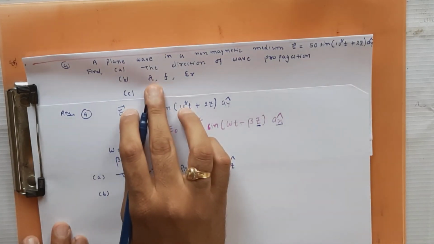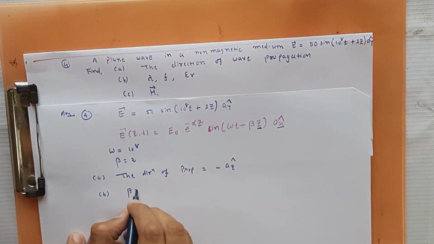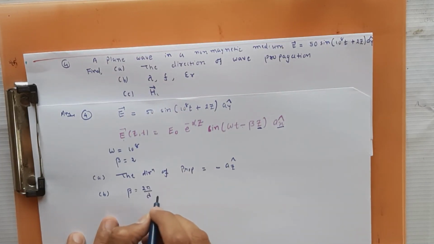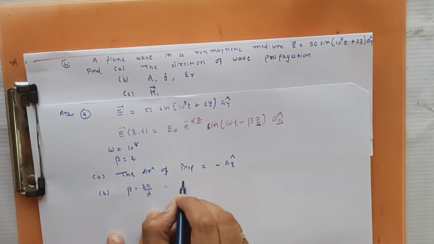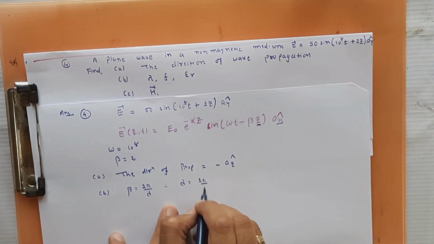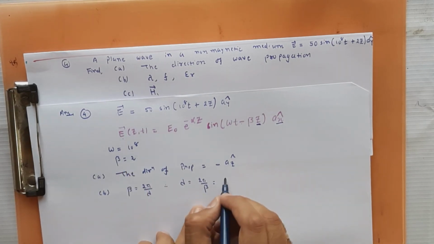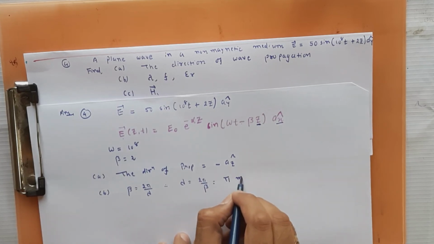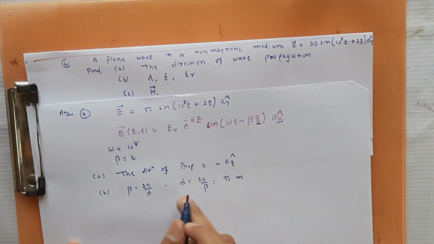B. What we will find out? Lambda. Okay, we know that beta is equals to 2 pi by lambda. So therefore lambda is equals to 2 pi by beta. Beta is given, which is 2. So value of lambda is pi meter. Okay, meter because the unit of lambda is meter.